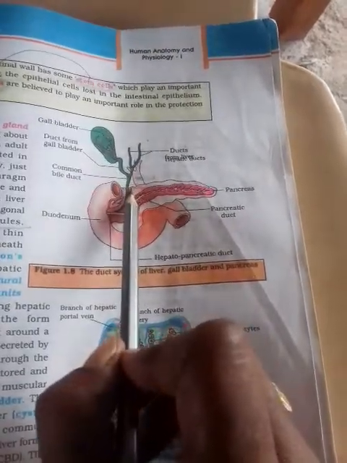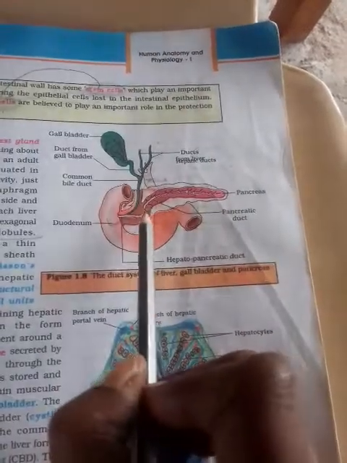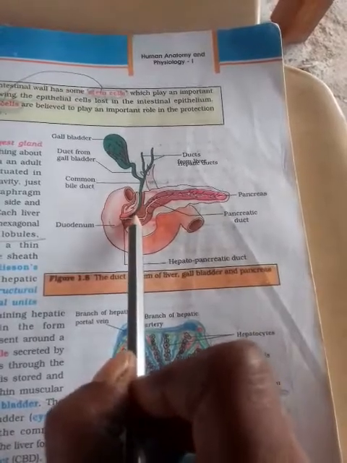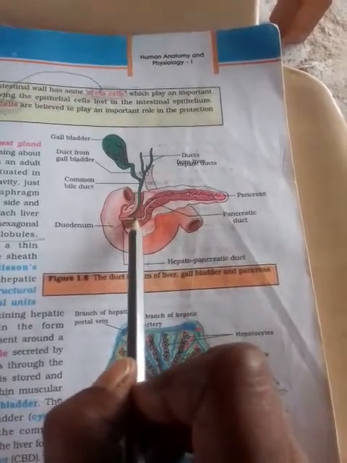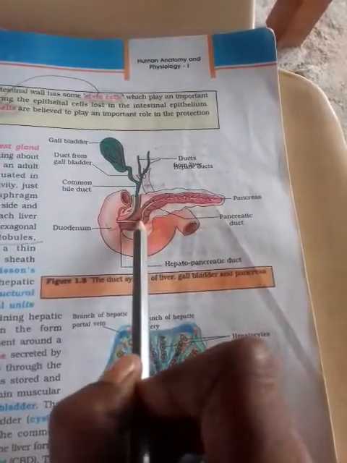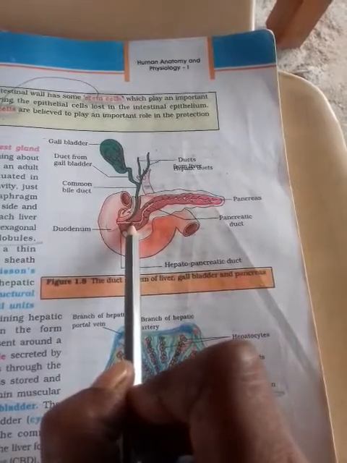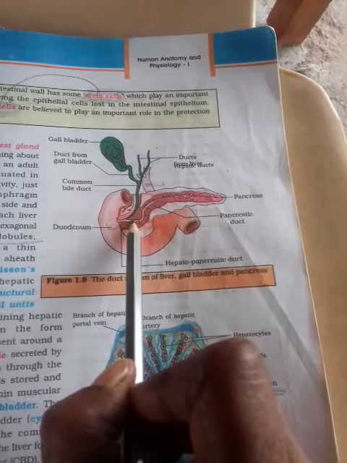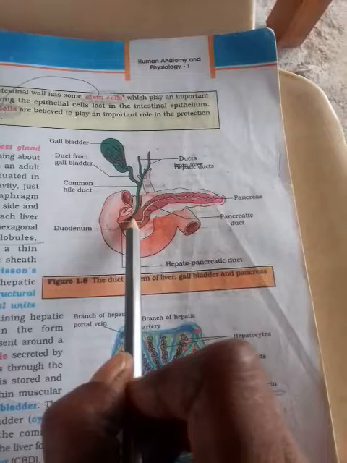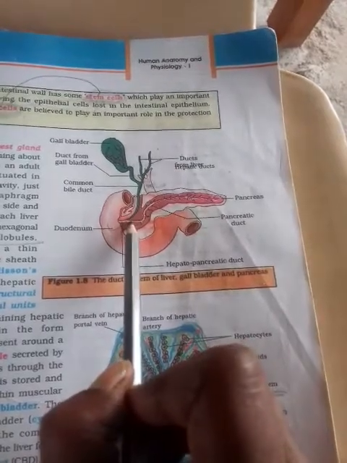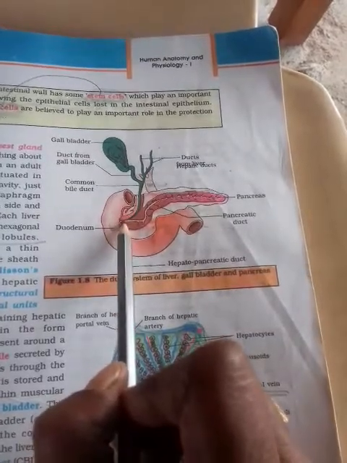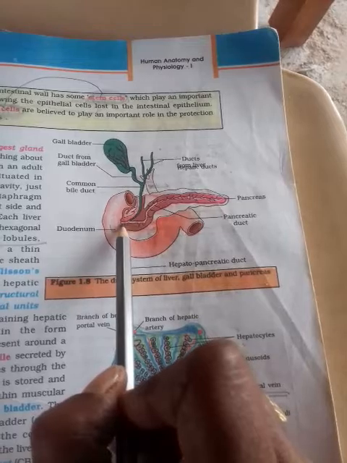Now this common bile duct merges with the pancreatic duct. These two ducts unite to form the hepatopancreatic duct. This is the pancreas. From the pancreas, pancreatic juice is received by the pancreatic duct. This pancreatic duct merges with the common bile duct, and here these two unite to form the hepatopancreatic duct. This duct opens into the duodenum by the sphincter of Oddi.